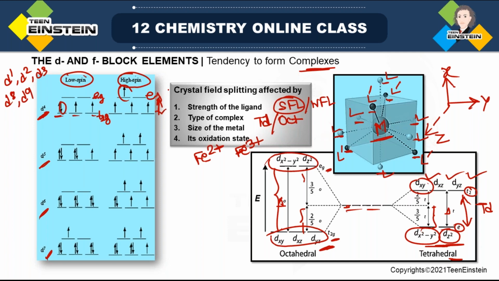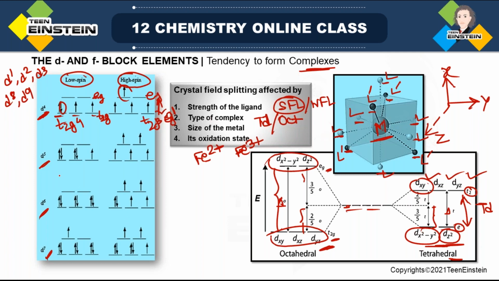Low spin is generally observed with a strong field ligand, because when it is a strong field ligand, the gap between Eg and t2g is very high, and the complex will prefer to form a low spin complex. So the configuration will be t2g4, but in high spin the configuration is t2g3 eg1, right? So this is the difference in electronic configuration.